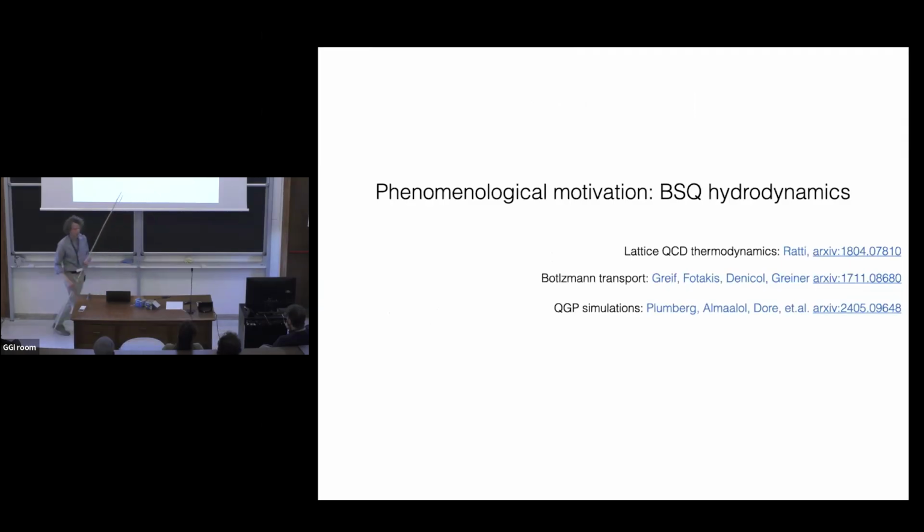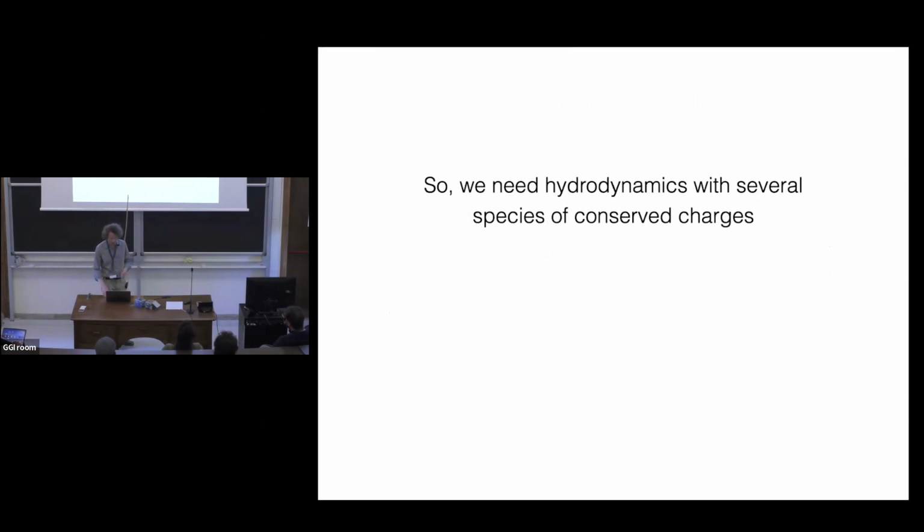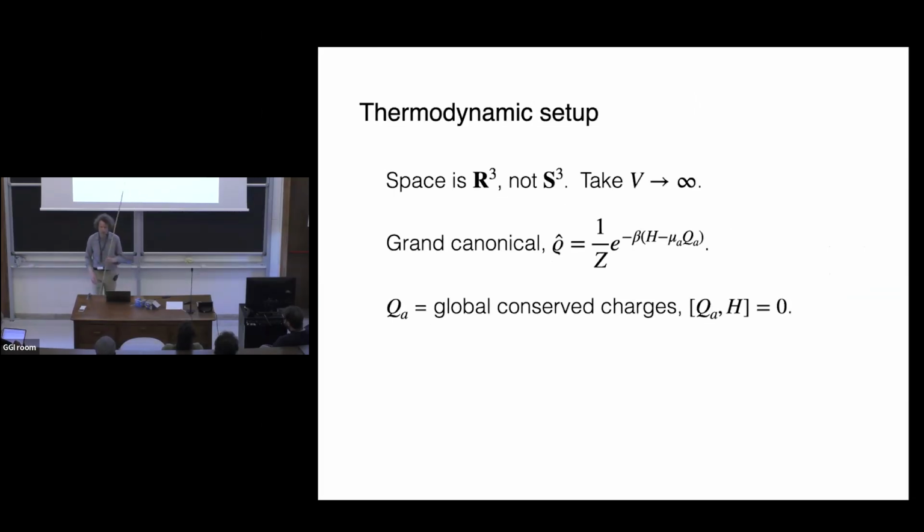Now, there's also phenomenological motivation, and the phenomenological motivation comes from so-called BSQ hydrodynamics. This abbreviation B stands for baryon number, S for strangeness, and Q for the electric charge. And there are papers about the relevance of these BSQ degrees of freedom for the quark-gluon plasma. So these kind of BSQ models in the context of holography, they have not been worked out that much. So what we need is hydrodynamics with several species of conserved charges.